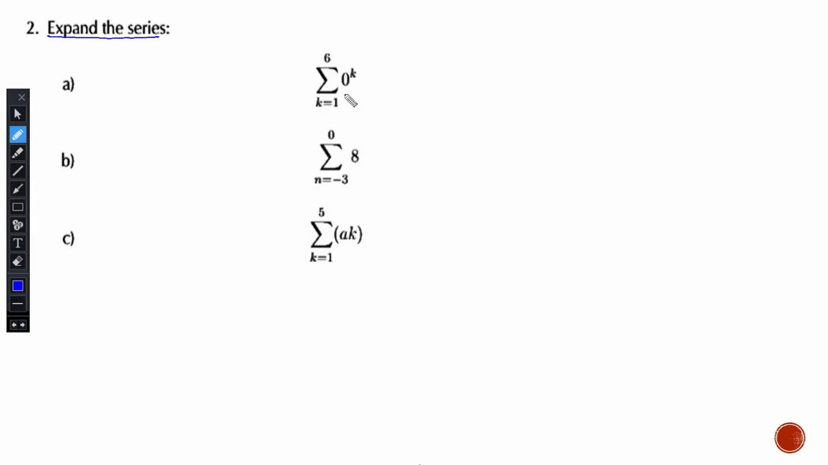Then k starting from 1 all the way to 6. We have 0 to the k. So that means we have 0 to the 1 first, followed by 0 to the 2, followed by 0 to the 3, 0 to the 4, and then 0 to the 5, and then 0 to the 6. Now, obviously, we know all of this will just give us 0 if we were to just get the sum here. But we are only required to expand, so we leave it like that.